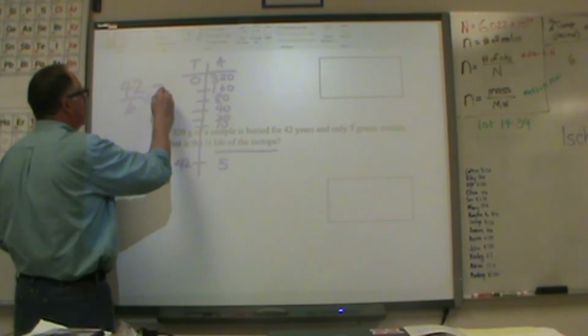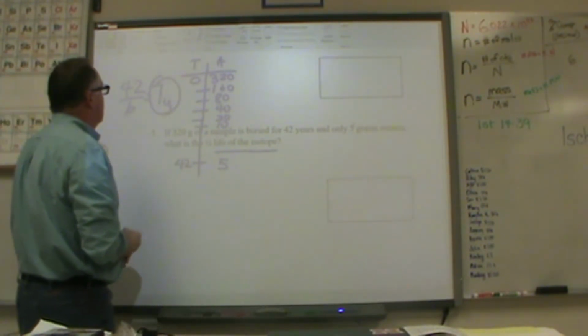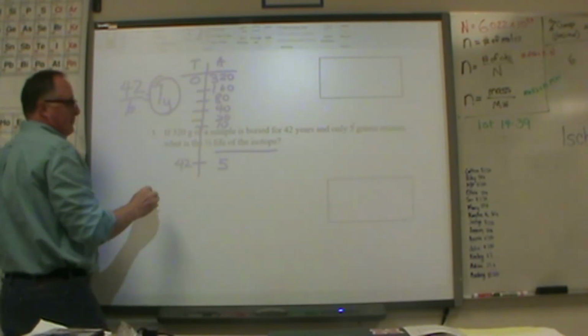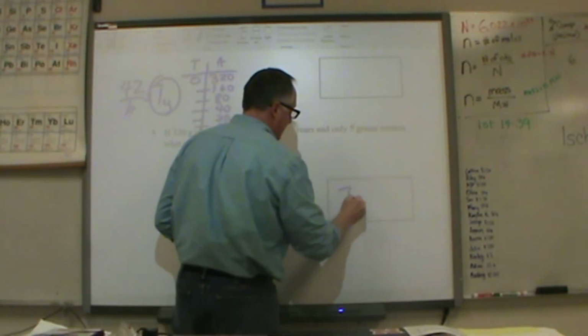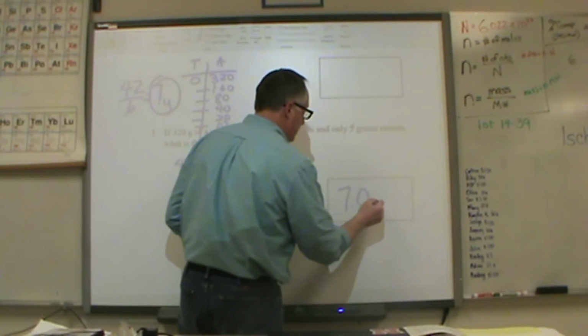So it's 7 years. That should be my half-life. So I would say over here, 7, and they seem to put a 0.0, so I get 2 significant digits.